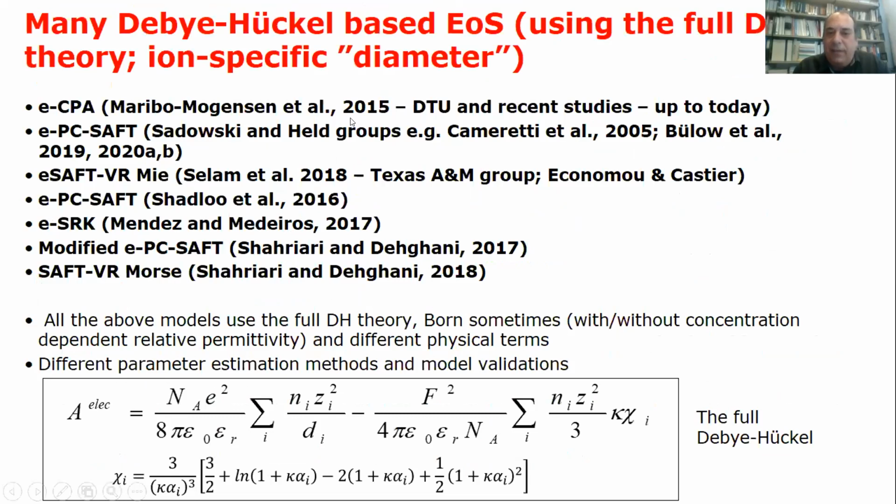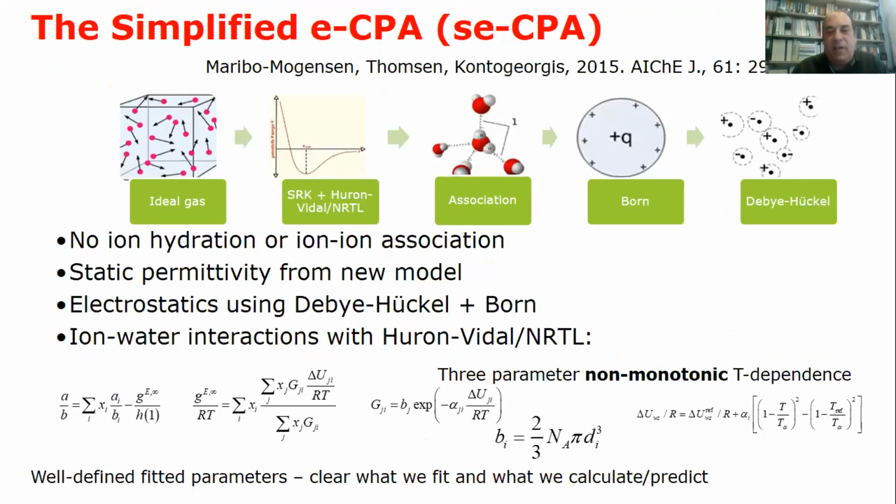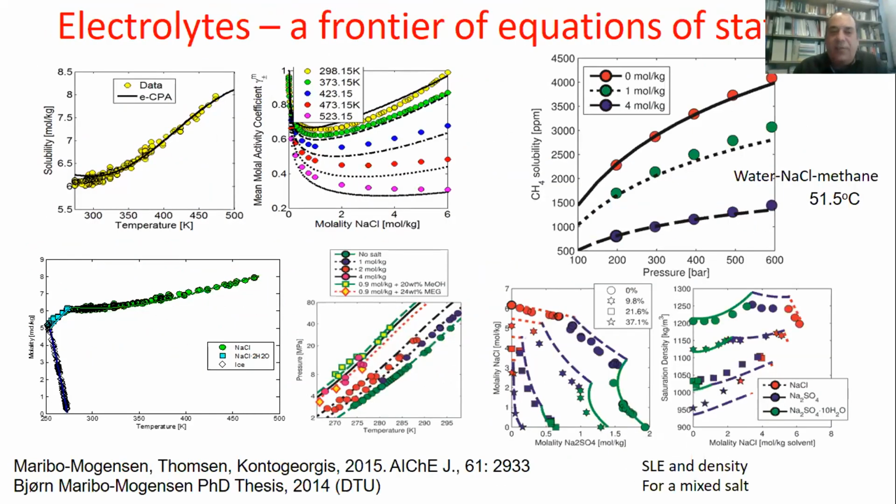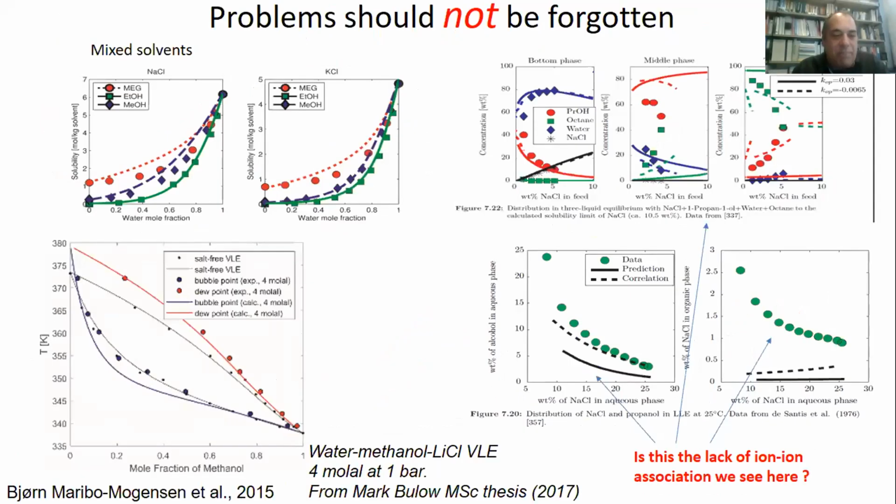Over the last 10 years, the electrolyte equations of state using the full Debye-Hückel equation have increased. So you can see here major groups worldwide that are now using the complete Debye-Hückel equation in full models that also contain sometimes the Born and always physical terms as well. One such model we have also developed, the CPA equation of state with salt-specific interaction energies, and there are some good results. In some cases, activity coefficients, SLE, and there are some bad results. In other cases, particularly liquid-liquid equilibria where ion pairs are neglected.